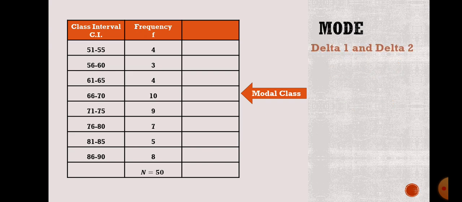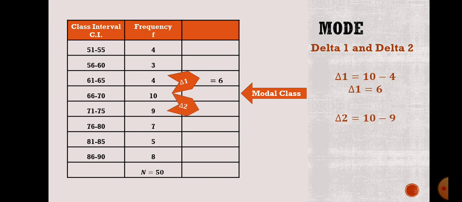Then find delta 1 and delta 2. Again, delta 1 is the difference of the highest frequency and the frequency just below it. So delta 1 is 10 minus 4, which will be equal to 6. Therefore, delta 1 is equal to 6. And then we have delta 2, which is the difference of the highest frequency and the frequency just above it. So 10 minus 9, that would be 1.